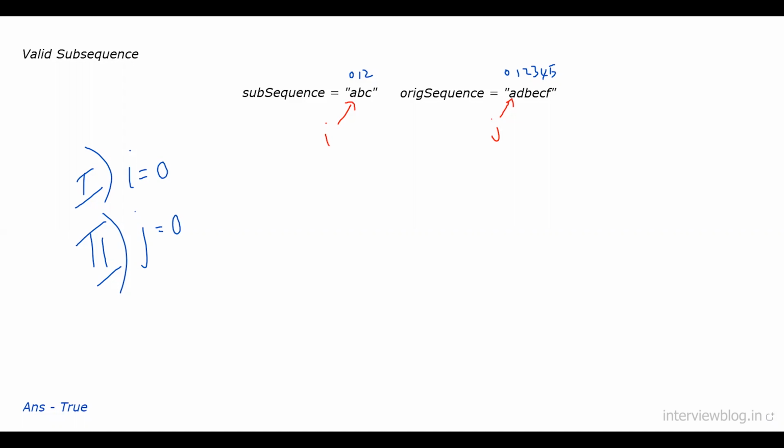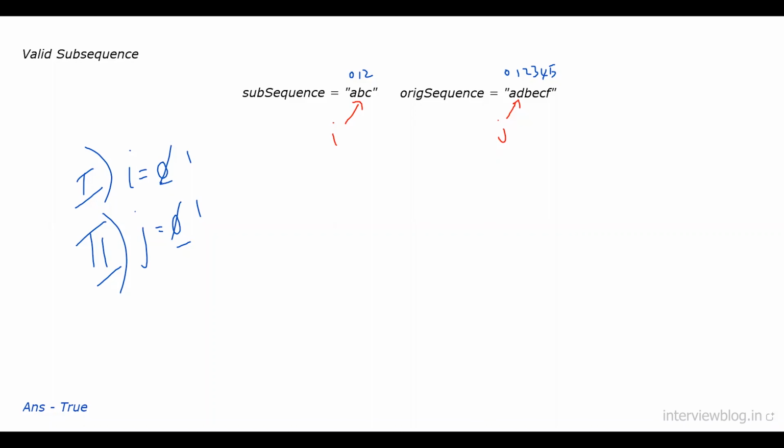While comparing the characters that are present in the 0th indexes, we get A from the subsequence and A from the original sequence. While comparing these characters, we can see that A is equal to A. So I'll be updating both my pointers from 0 to 1. That is, I'll be moving both the pointers I and j one step forward.